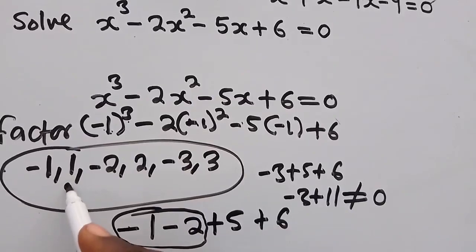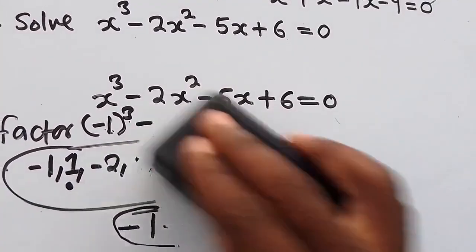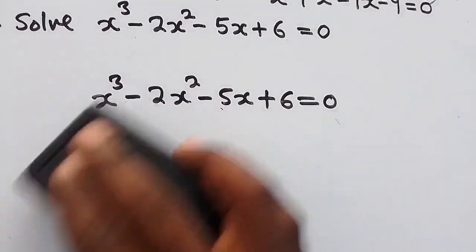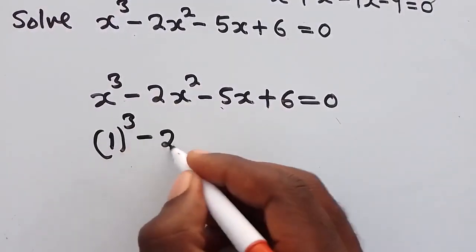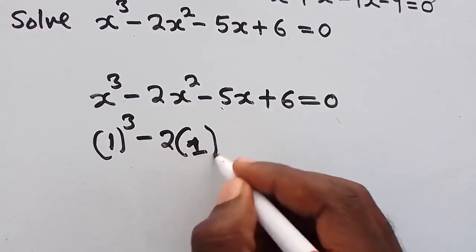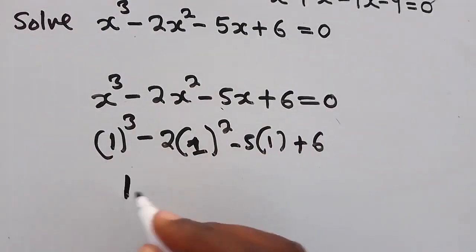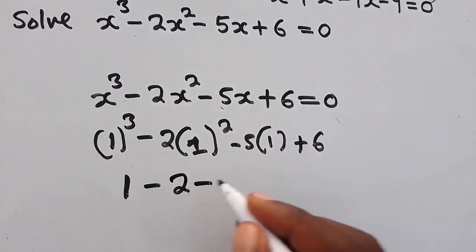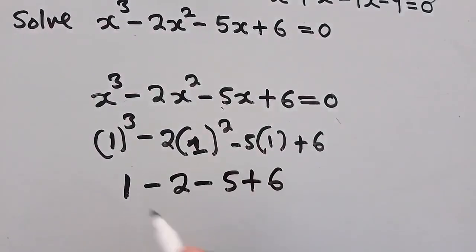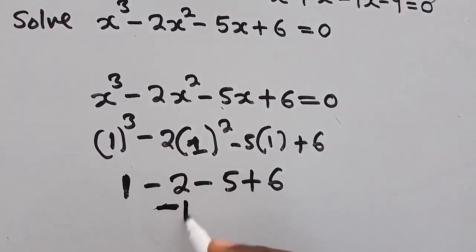I go to 1. Let me try to put in 1 there. This is how you need to go. So 1 cubed minus 2 times 1 squared minus 5 times 1 plus 6. You get 1 minus 2, that's negative 1. Negative 5 plus 6 is positive 1.